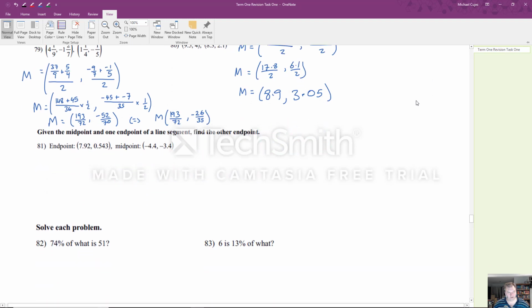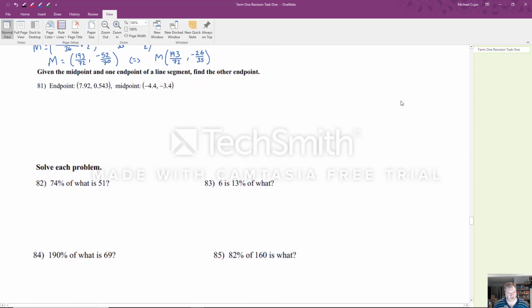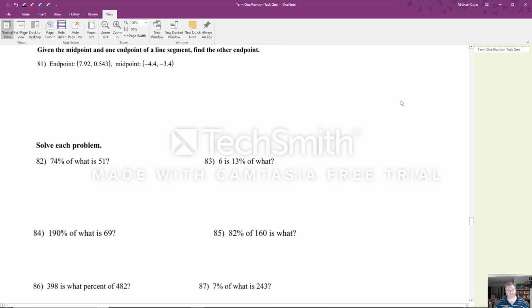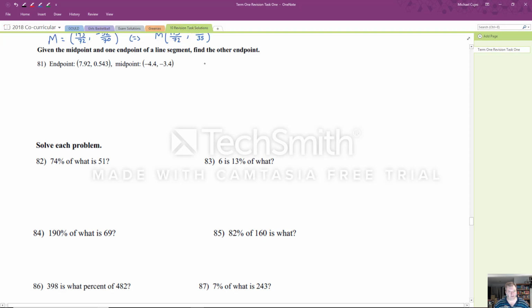Given the midpoint and one endpoint, for some reason I seem to put that question in there a couple of times. That's okay. Doesn't hurt to practice a little bit more, does it? Find the other endpoint. So for my x2, I'm going to have 7.92 plus my other x coordinate divided by 2. That gives me negative 4.4. And the second equation, 0.543 plus the other y coordinate. When I divide it by 2, that gives me the y coordinate of the midpoint, which is negative 3.4.